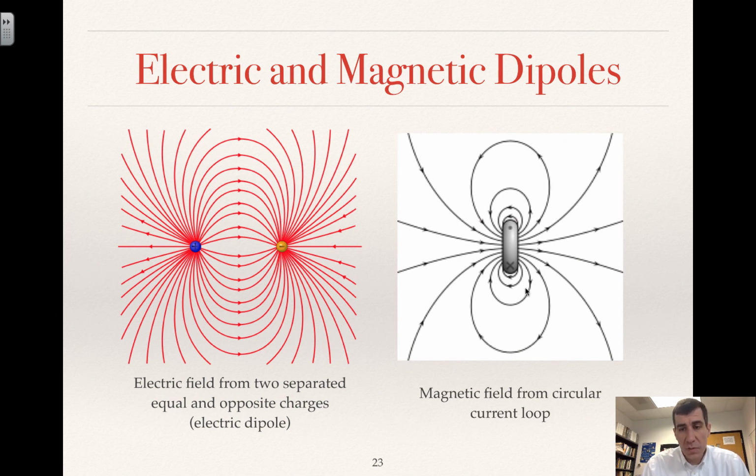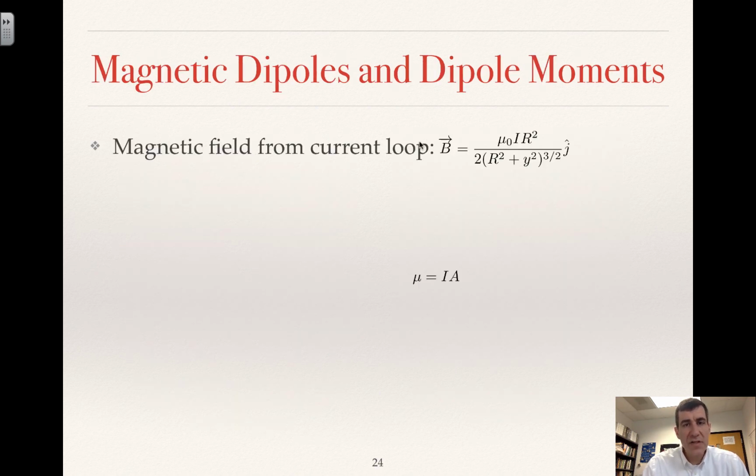Now, we recently talked about the field from a current loop. So on the right hand side, you've got some loop of current, and you're looking at the side view of this current loop. And this is what the magnetic field lines from the current loop look like. If you're far away, outside the current loop, the magnetic field lines from a current loop look the same as the electric field lines from an electric dipole. So that's why a current loop is sometimes called a magnetic dipole.